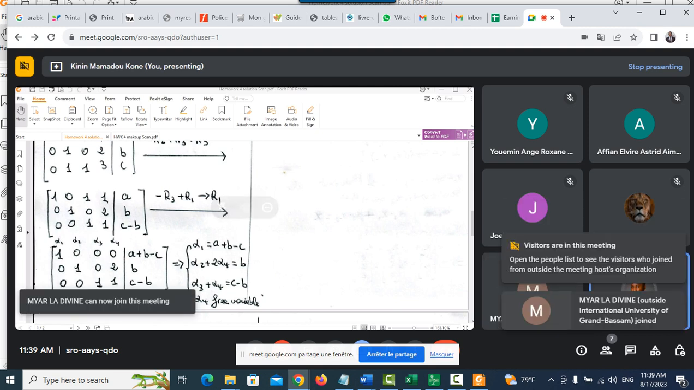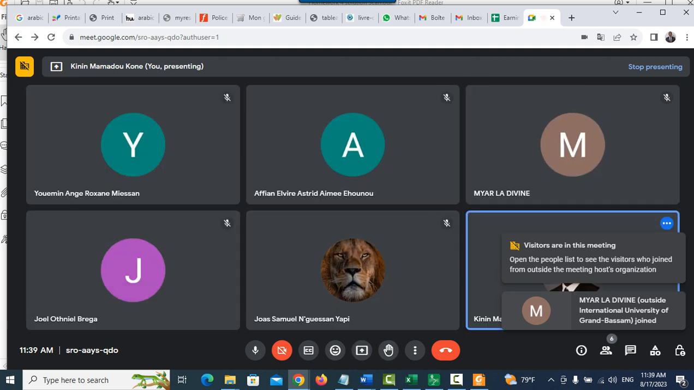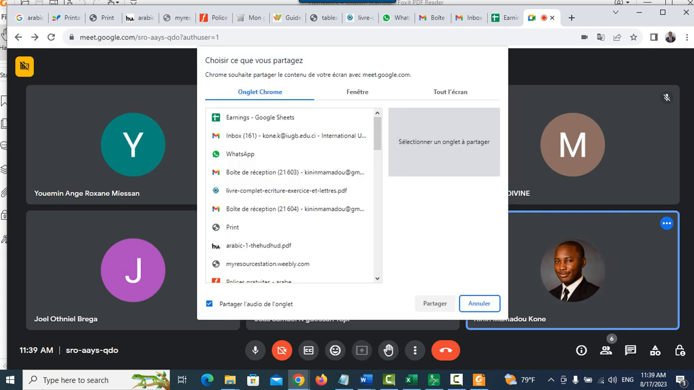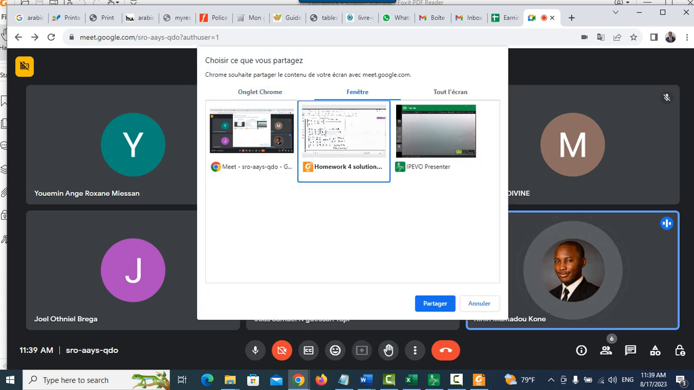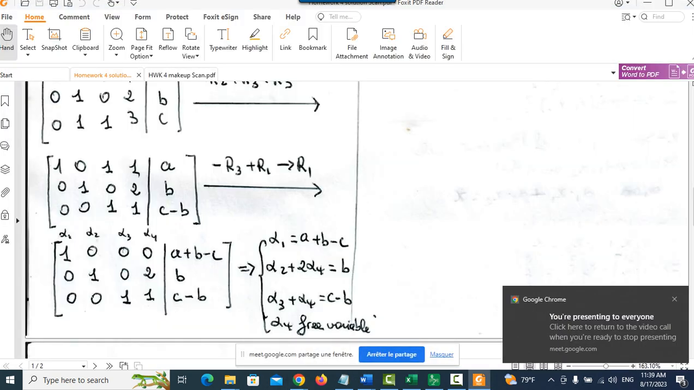Okay, where was I? Hold on. So I was saying that alpha 2 plus 2 alpha 4 is equal to b, alpha 3 plus alpha 4 equals c minus b, and alpha 4 is a free variable.